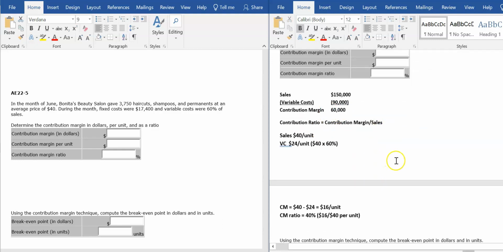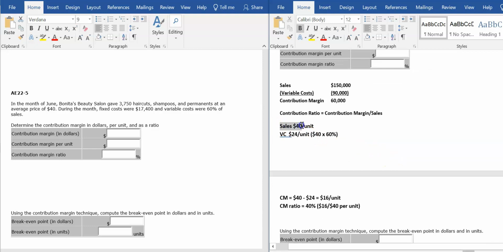To calculate it on a per unit basis, we would take the selling price per unit times the variable cost per unit, which is $40 times 60%, or variable cost of $24 per unit. The sales minus the variable cost gives us a contribution margin per unit of $16. The ratio is calculated by dividing the contribution margin per unit by the selling price per unit. $16 divided by $40 gives us a contribution margin ratio of 40%.